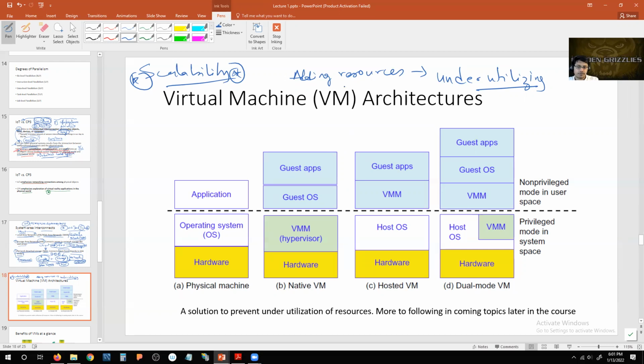So the solution to address this problem of underutilization of resources was formulated in the form of what is known as virtual machine architectures. All right. So here in this particular illustration, you have 4 different cases. The very first case is where you do not have any kind of virtualization. So you have a single integrated operating system that is running on top of dedicated hardware.